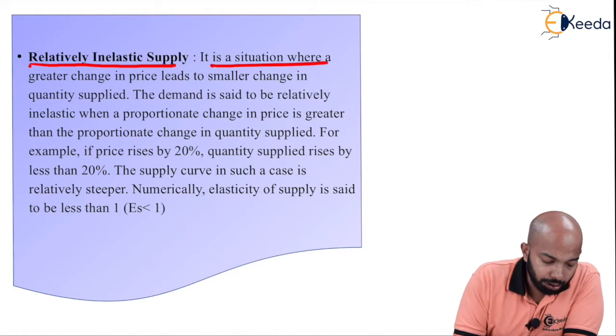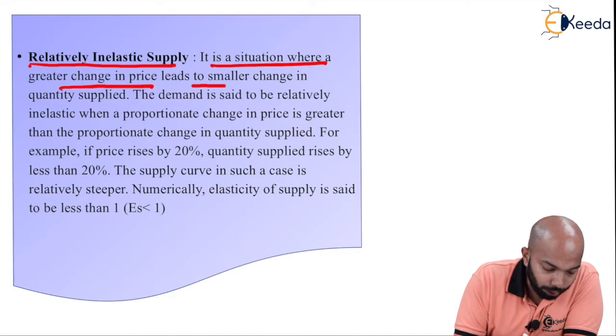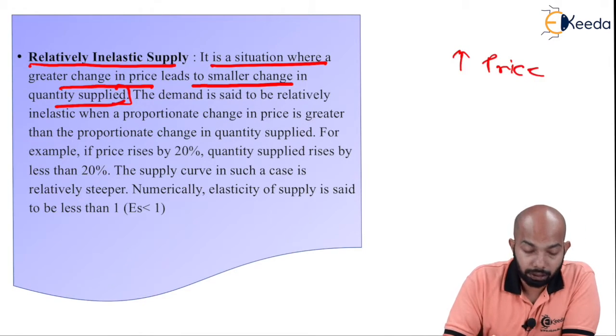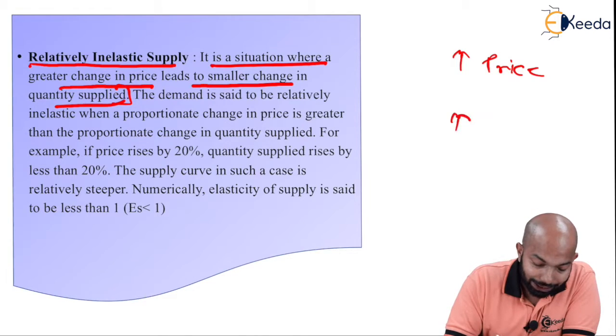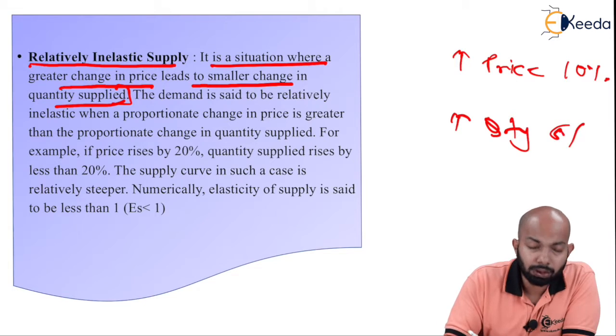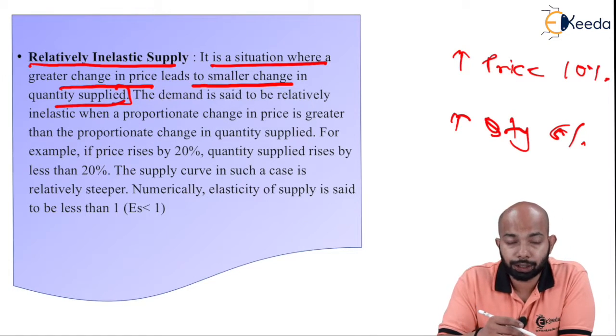The next part refers to relatively inelastic supply. It is a situation where a greater change in price leads to a smaller change in quantity supplied. So there is a greater change in price. Price is increasing by more than 10%, but the quantity is increasing by less than that proportion. So if this is 10%, this will be 5% or something less than the proportion that is already changing.